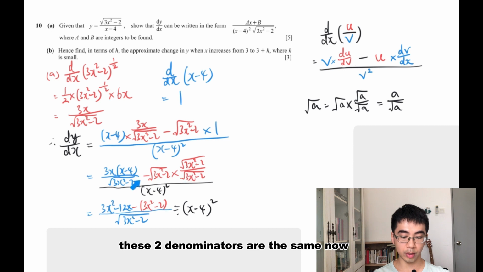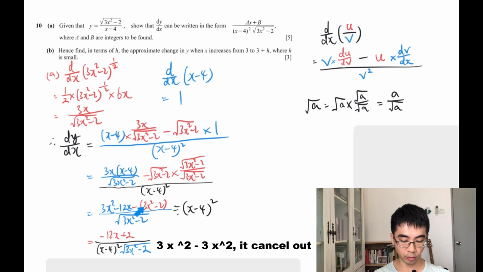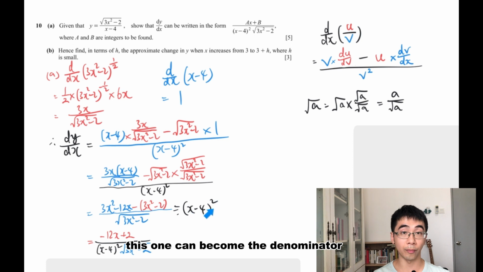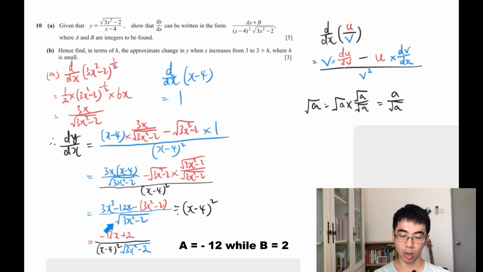So these two denominators are the same now, then you can just make it into one fraction. And then after all, you divide it by the bracket squared. Simplify this: 3x squared minus 3x squared, you cancel out, and then negative 12x minus 2, which is plus 2. And then this whole thing divided by x minus 4 squared, so this one can become the denominator. So let's compare with this. A is just negative 12, while B is 2. And that's it.